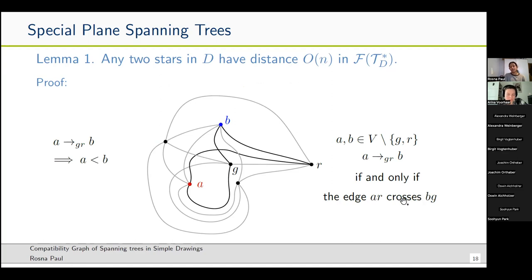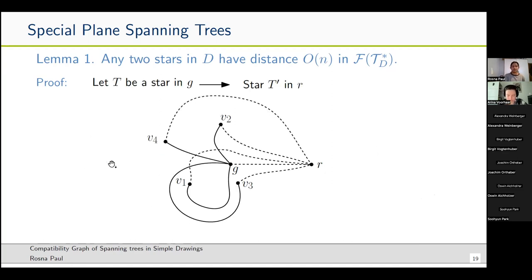It can be crossed by some other edge of our star G only if that element has a higher index than our current one. But since we took V4, which is the highest, there are no other vertices that can cross this edge V4R in our graph. So we are safe to add V4R and we delete V4G.